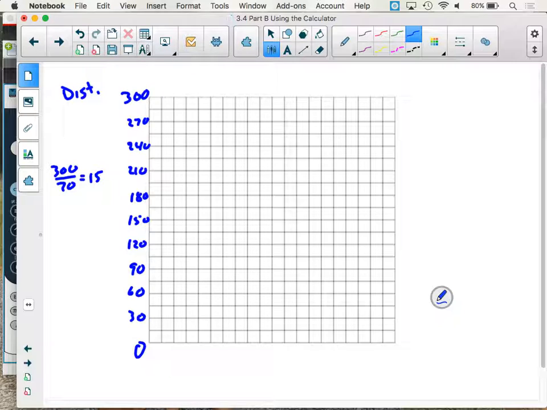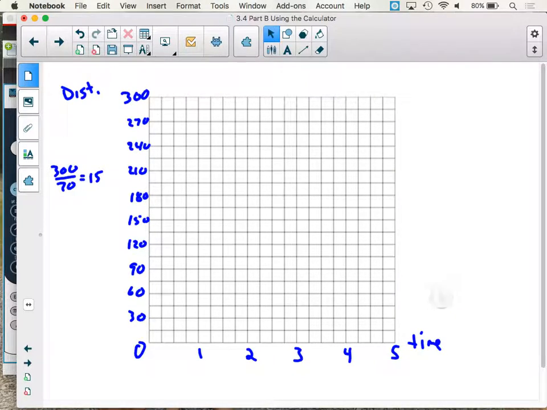Now, on the bottom, for my time, I know that I want to go out to about 5 hours. Again, I've got 20 boxes. So if I make each box maybe a quarter of an hour, so that 4 boxes is 1 hour, that's going to space it out pretty nicely as well. So here's an appropriate scale that's going to show all the important parts. It's going to show the y-intercept. It's going to show where the graph crosses the x-axis.